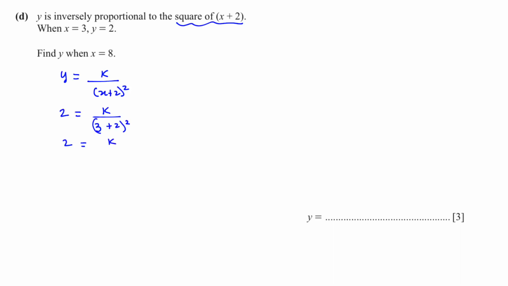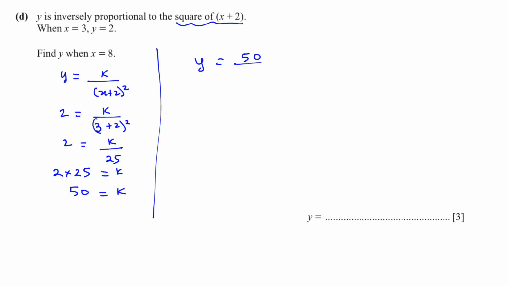2 is equal to k over 25. Therefore, 2 multiplied by 25 is equal to k, which is 50 is equal to k. So we got our equation y is equal to 50 over (x plus 2) squared. When x is 8, what is the value of y? We can find that by replacing x with 8. And we will get 0.5. So y is equal to 0.5.